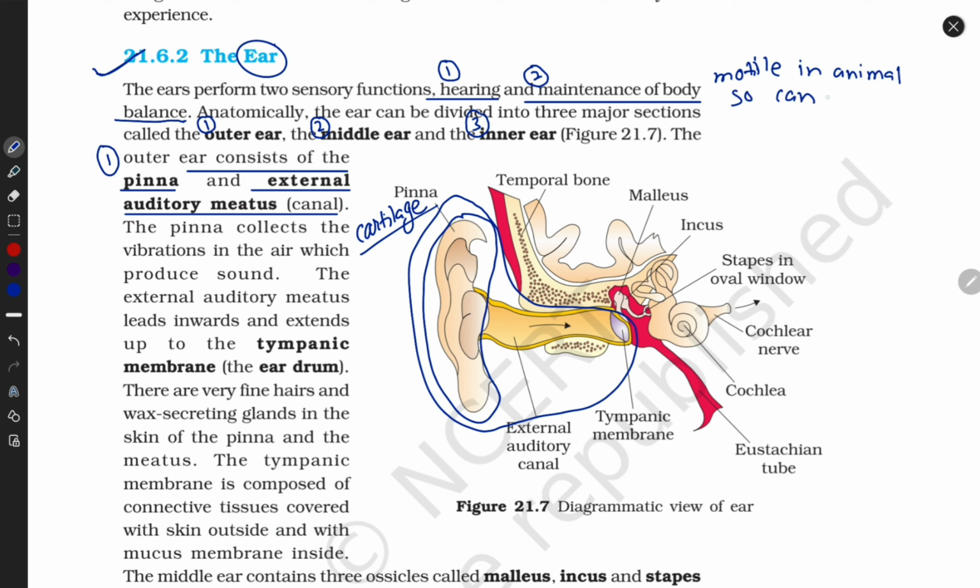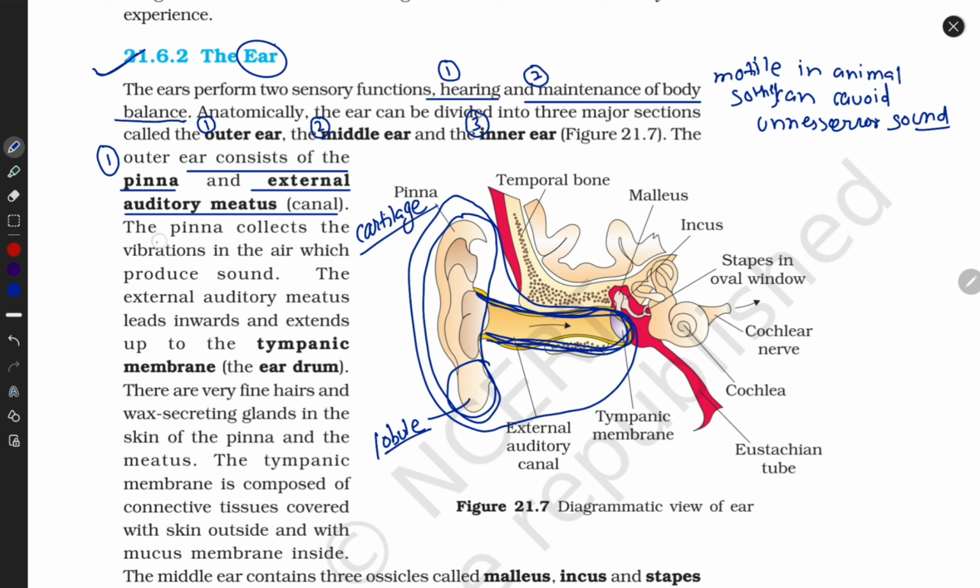So they can avoid unnecessary sound. Now this part is the lobule and the external auditory meatus. This is the external auditory meatus. Look here. This is the external auditory canal.